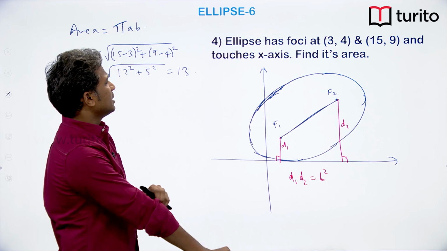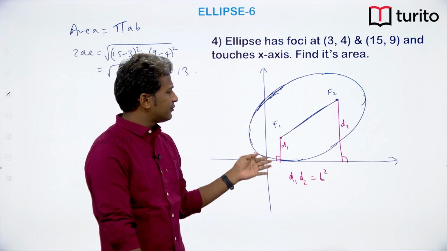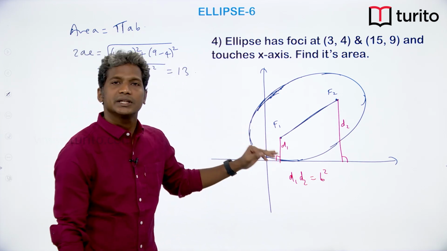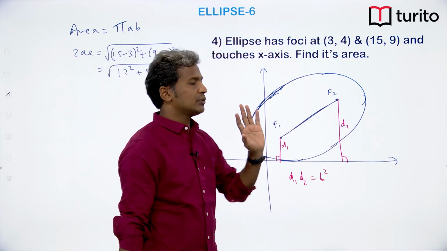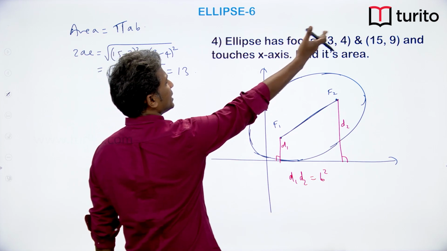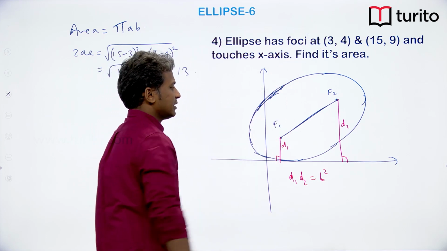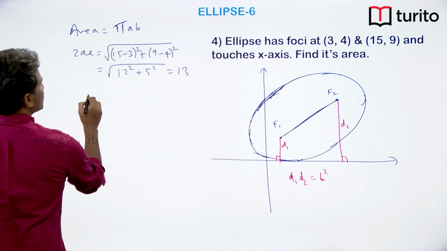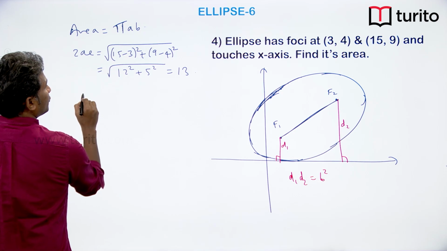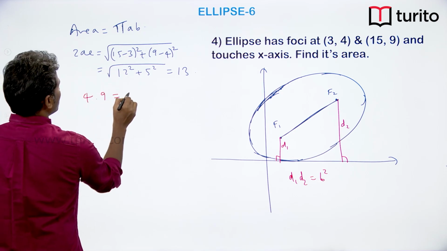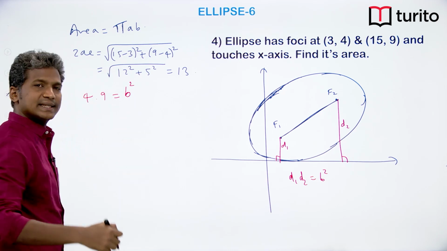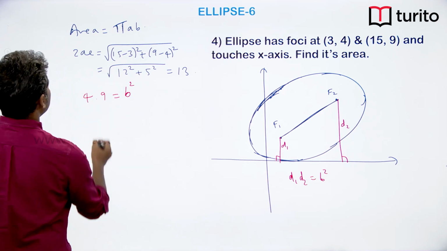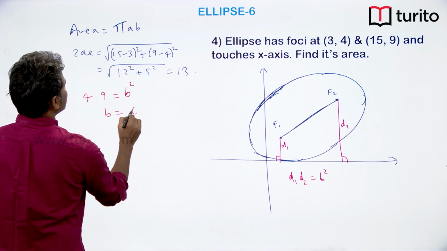So what is the distance of f1 from the x axis? It is basically the y coordinate. Similarly for f2 also, it is the y coordinate. So let us just multiply the y coordinates, then that must give us b square. So here 4 into 9 must be equal to b square. 4 into 9 is 36. So that means b must be equal to 6.